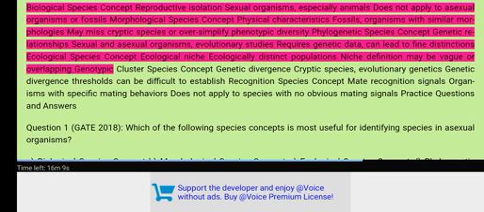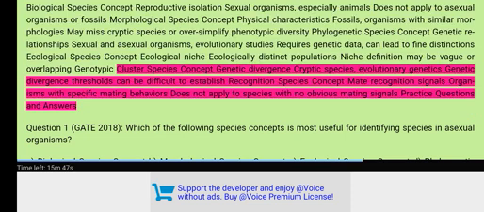Ecological species concept: ecological niche; ecologically distinct populations; niche definition may be vague or overlapping. Genotypic cluster species concept: genetic divergence; cryptic species, evolutionary genetics; genetic divergence thresholds can be difficult to establish. Recognition species concept: mate recognition signals; organisms with specific mating behaviors; does not apply to species with no obvious mating signals. Practice questions and answers.